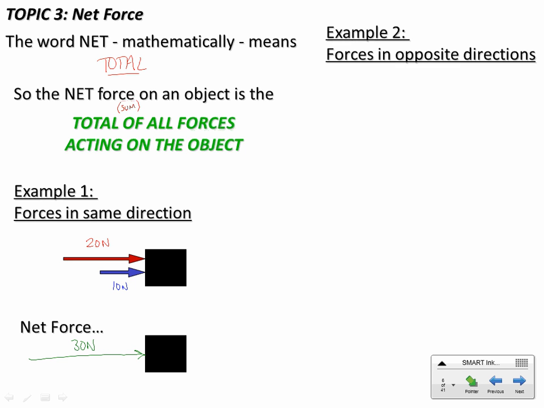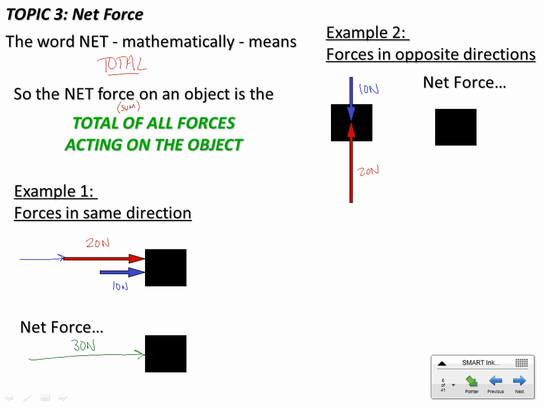Which, oddly enough, you get if you add these tip to tail, right? If we move this 10 over here, tip to tail, oh yeah, there's 30. If they point in opposite directions, we can get something like this. Let's take that same 10 newtons, and we'll take this 20 newtons like this. Net force, anyone? Very good. 10 newtons upward. Notice our resultant force, our net force, our total force, has a magnitude and a direction.